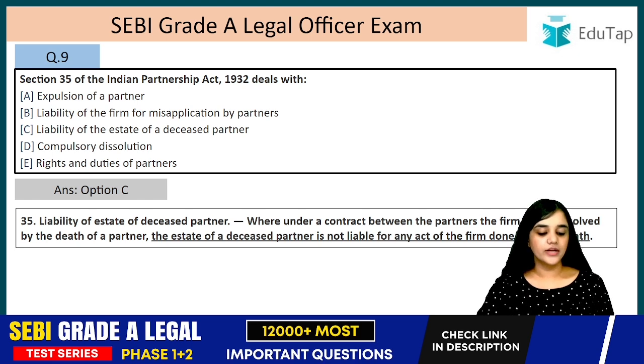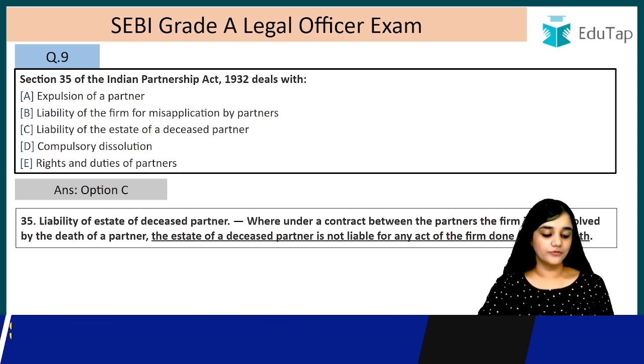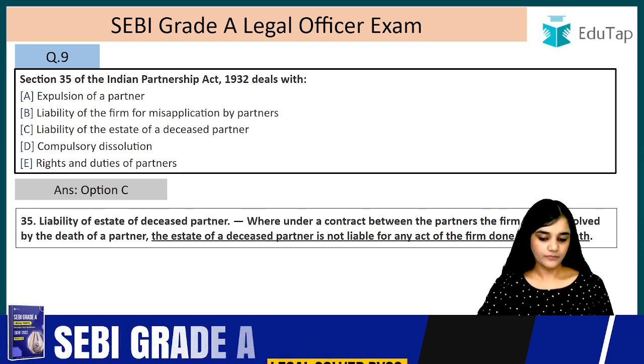Very easy. Where under a contract between the partners, the firm is not dissolved by the death of a partner, the estate of the deceased partner is not liable for any act of the firm done after his death.